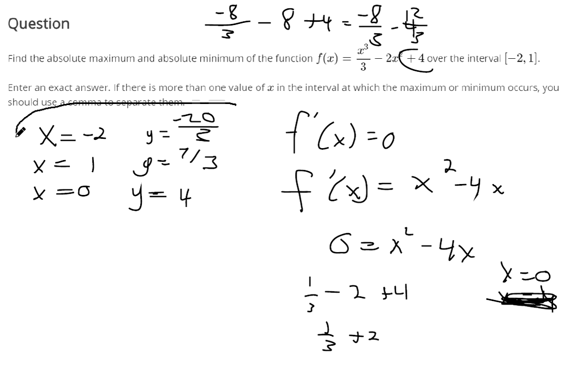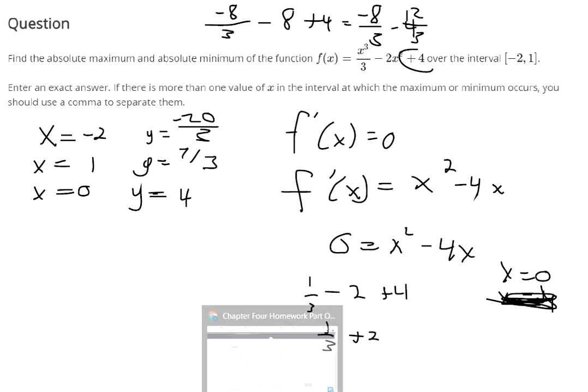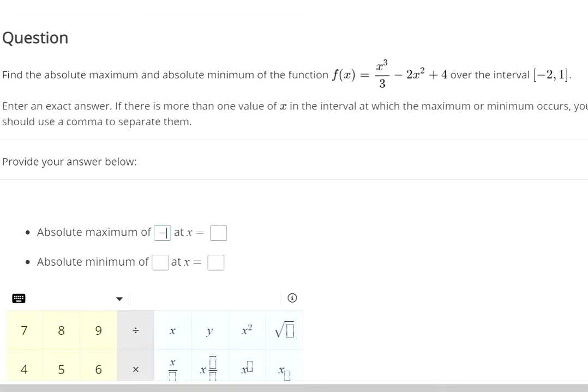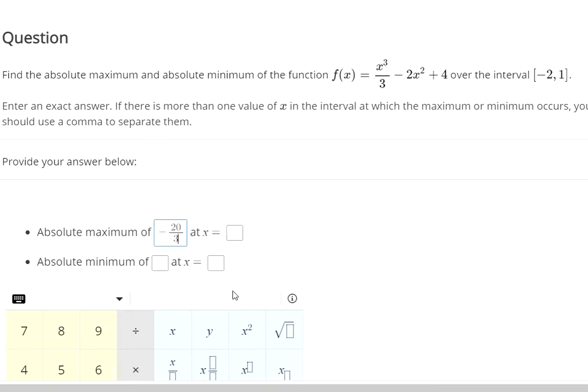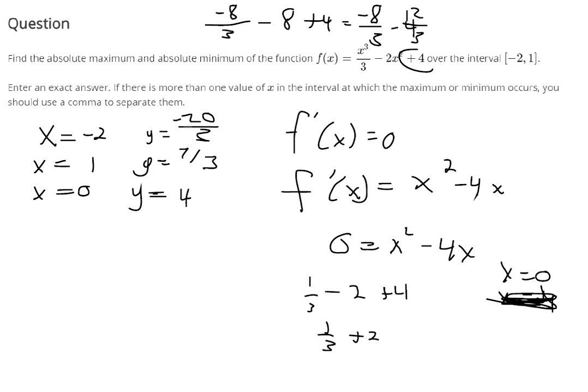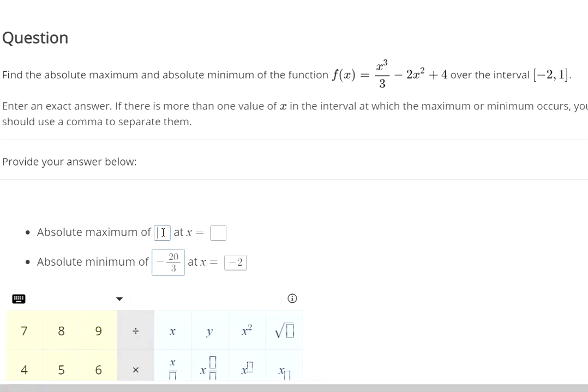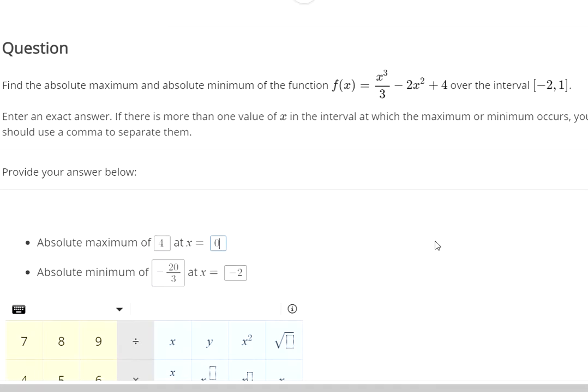And then x equals -2 gives us our lowest possible value. So an absolute minimum occurs at, that's what the y value is. -20 over 3 is our absolute minimum. That occurs at x equals -2. Oh, I got those reversed. And then an absolute maximum. If we plug in x equals 0, we get y equals 4. So an absolute maximum of y equals 4 occurs when x equals 0.